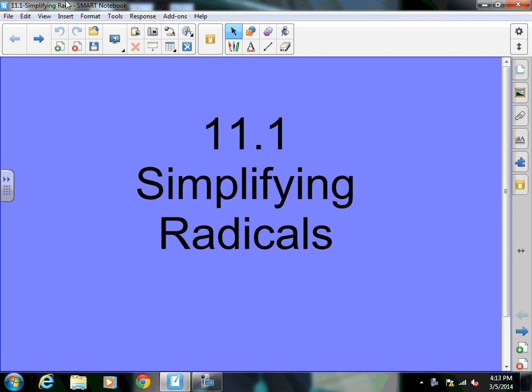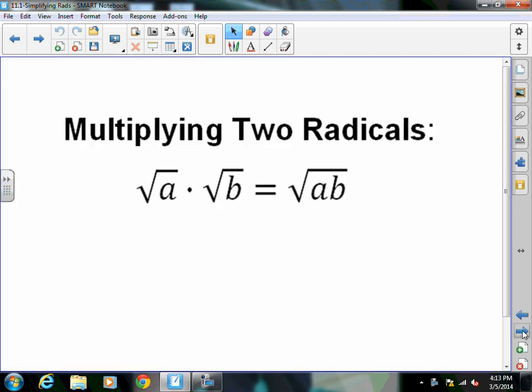We're going to be doing two things today, multiplying rads and dividing rads. So first, multiplying radicals. Here's the rule. If you have two numbers that are underneath a rad, so both A and B have rads on them, then I can multiply them together. So to do that, I just multiply A times B. And then if you can break down that rad, you're going to break it down like we've been doing. So make sure you have a calculator handy.